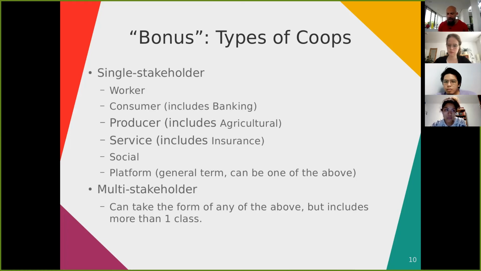So basically you could have, again, as I said, users, service providers, you could have engineers. The only difference is that a multi-stakeholder cooperative has more than one class: workers and consumers, producers and consumers, users and producers, and so on.